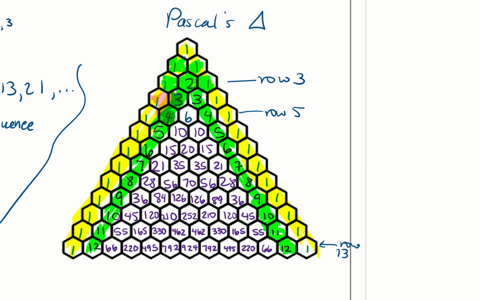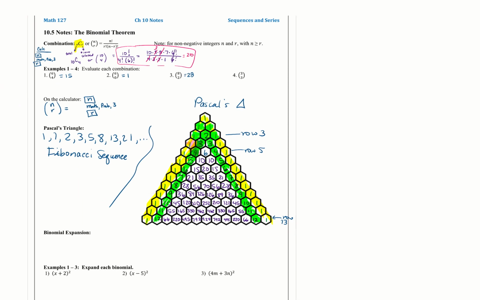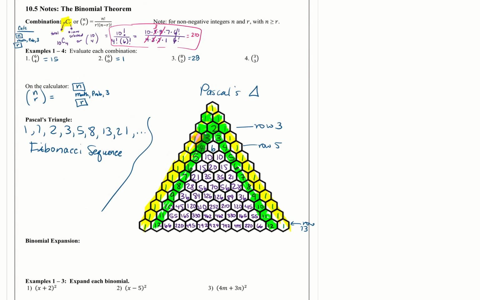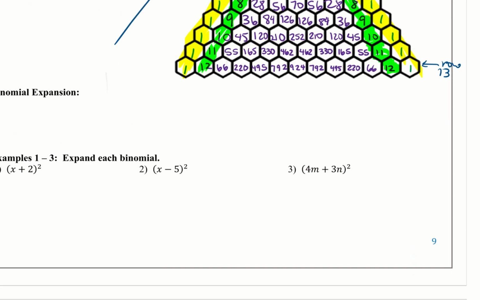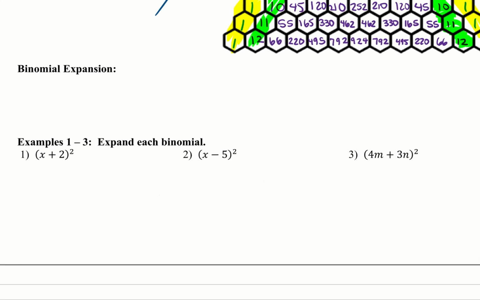There's a ton of applications for it. So we're going to look at one application that involves this triangle today. It also involves combinations. We'll come back to that. It has to do with binomial expansion. So a binomial, remember, has two terms. And when we expand it out, it's when we have the binomial.